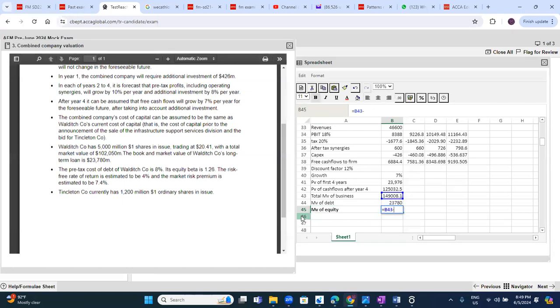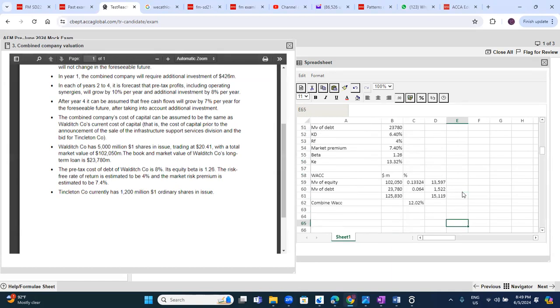That would be 125, 228. Okay, 125, 228. That is the market value of equity. This is a combined market value of equity. Combined. Okay, now we will calculate the gain loss.